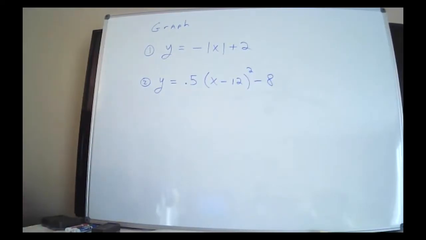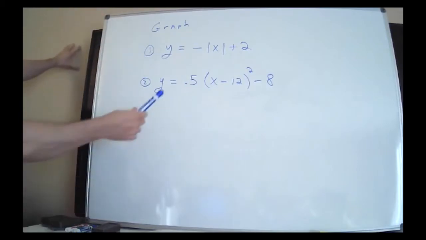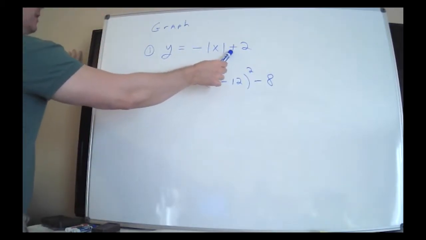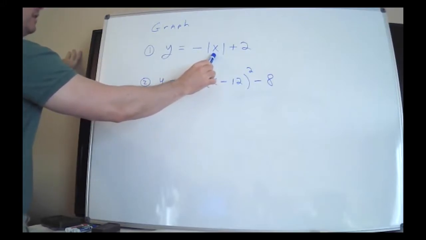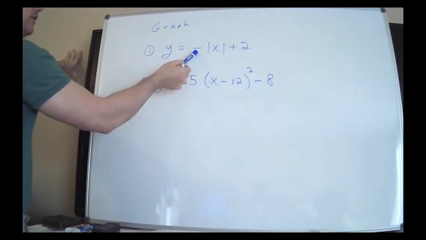All right, so this lesson today is going to be with the graphing calculator. I'm going to put this function, negative absolute value of x plus 2. Remember, absolute value is the distance to 0. I want to show you how to put absolute value into the calculator. And there's some trickiness here with the minus.